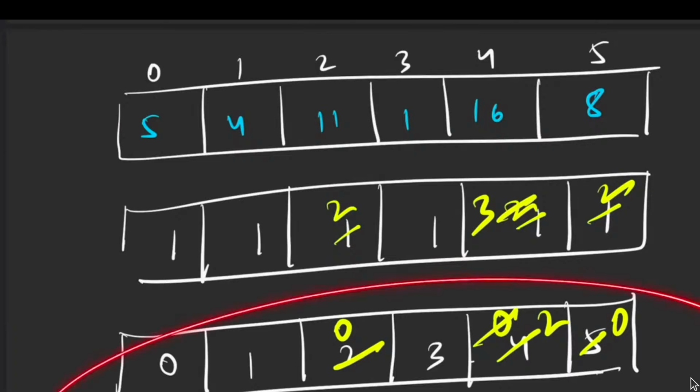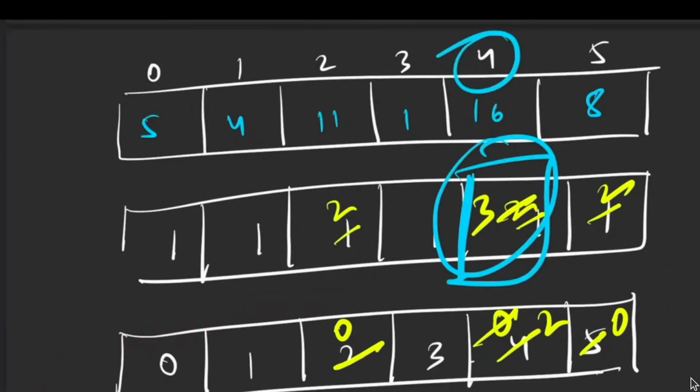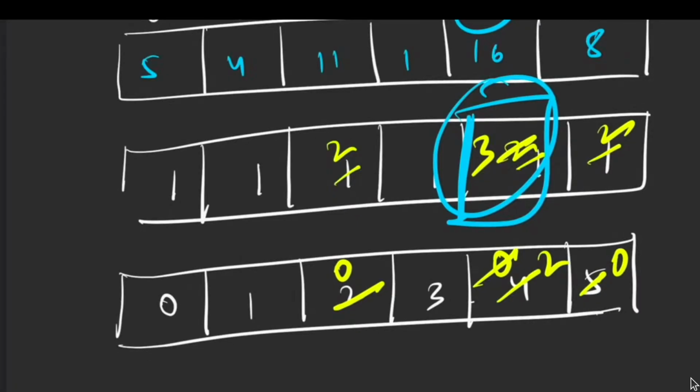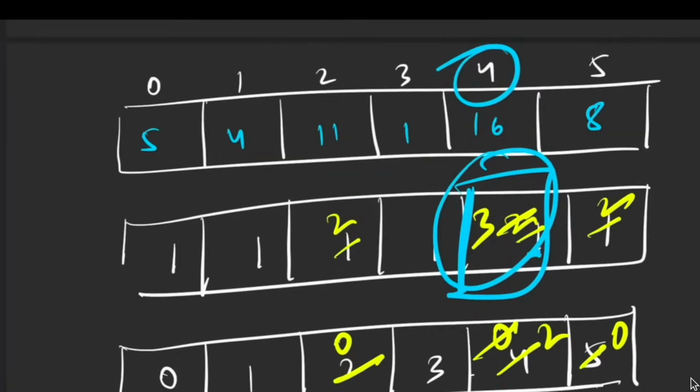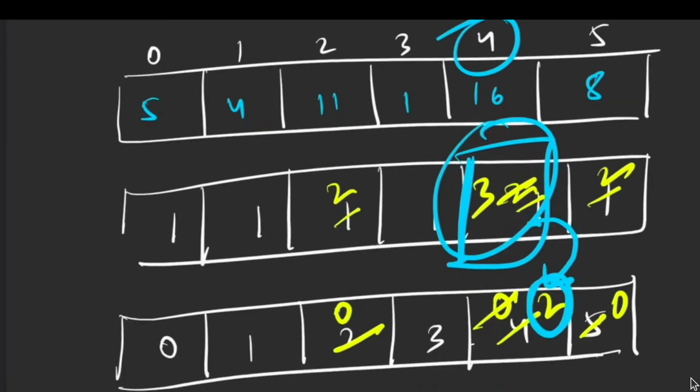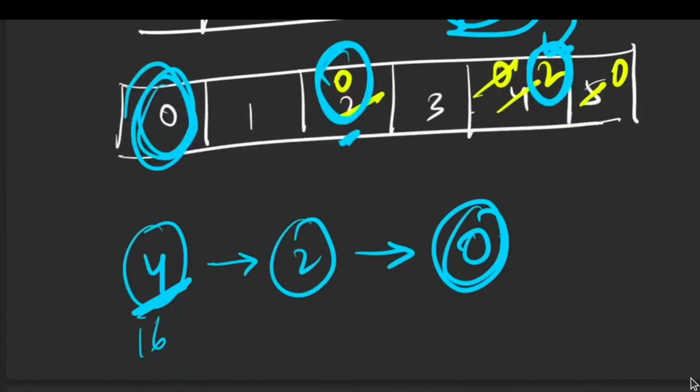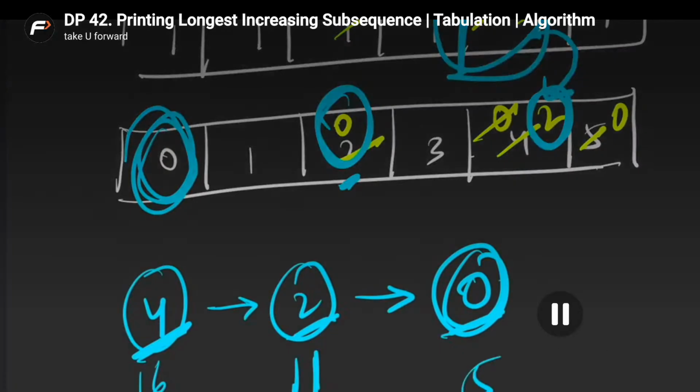So apparently your hash array is storing something like this. And the maximum value you got was at this index 4. So you start at index 4, take up that value 16. Next, you go to the previous index, and you can easily get by hash, which is 2. So you go to 2. At the second index, you see a value 0, so you go to 0. At 0, you see 0 itself, so you stop. So index 4 has 16, index 2 has 11, index 0 has 5. If you reverse it, it's 5, 11, 16, which is your answer. In this way, you can easily get your answer.